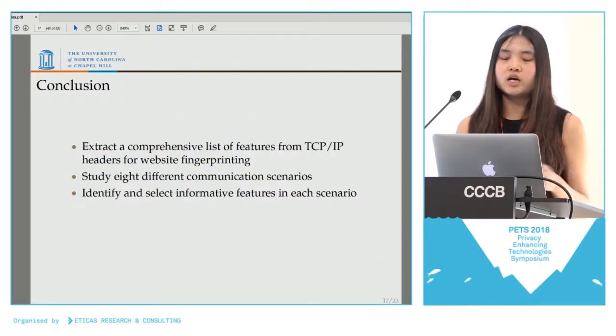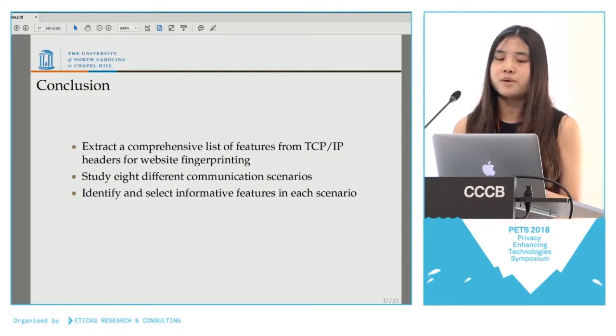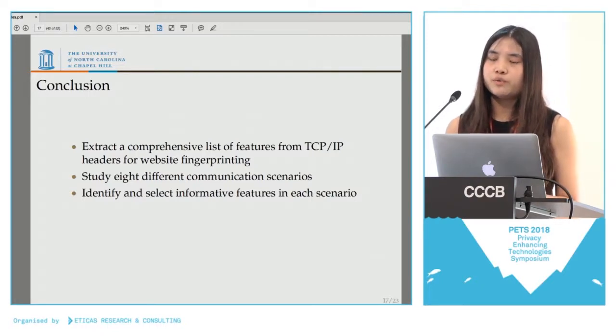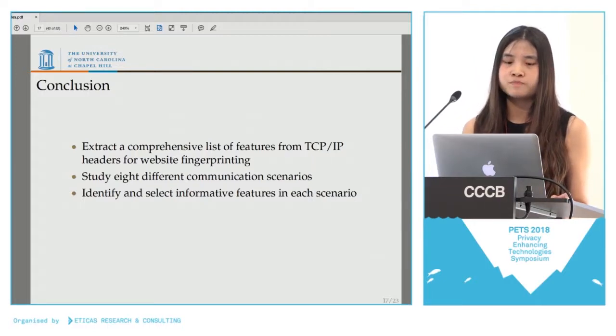And so, in conclusion, in this project, we extract a comprehensive list of features from TCP/IP header for website fingerprinting, and we study 8 different communication scenarios. And in each scenario, we identify and select informative features and rank them according to their importance.